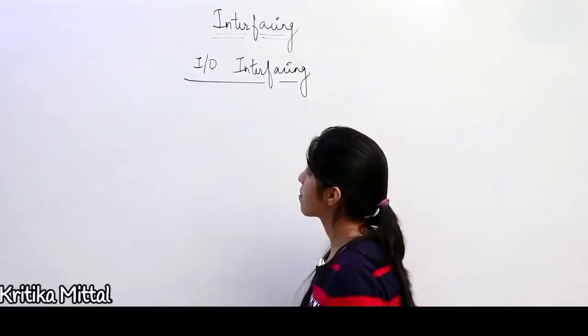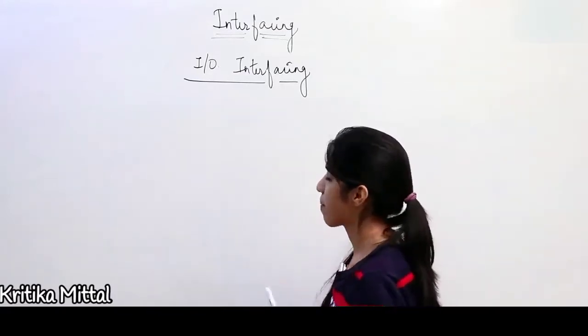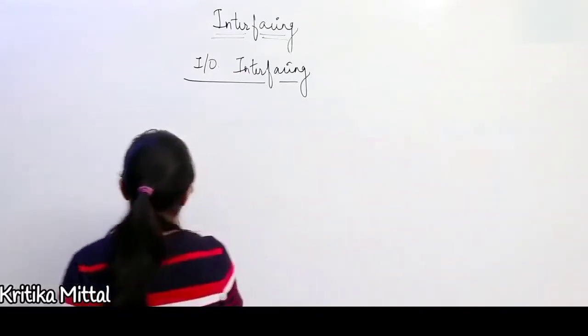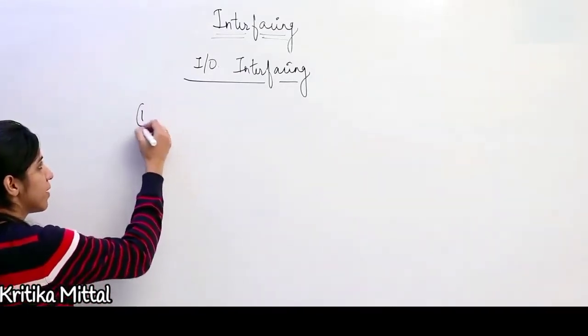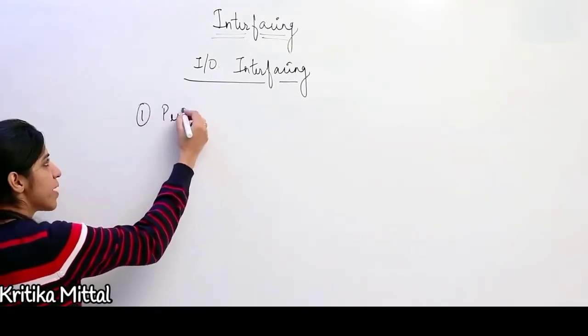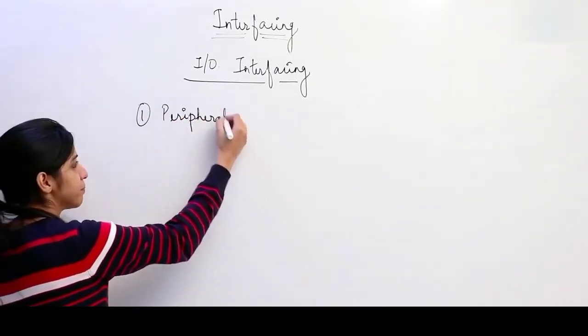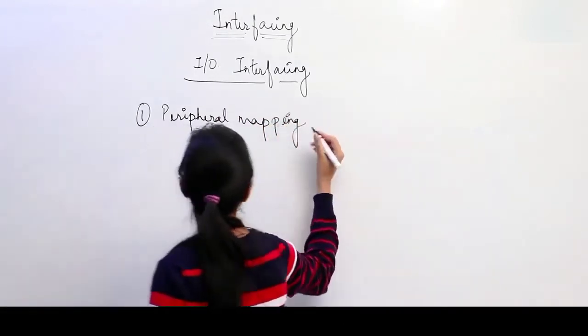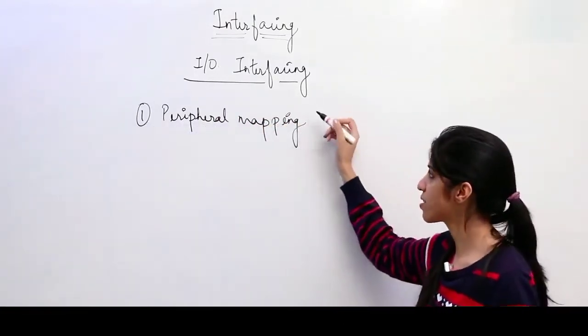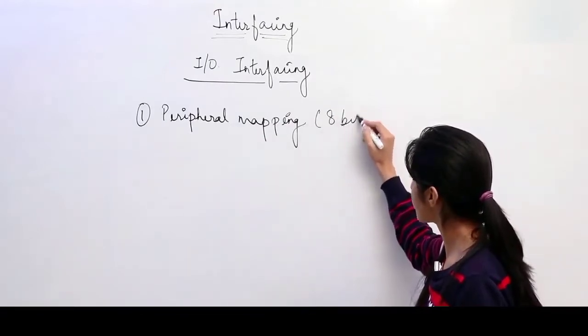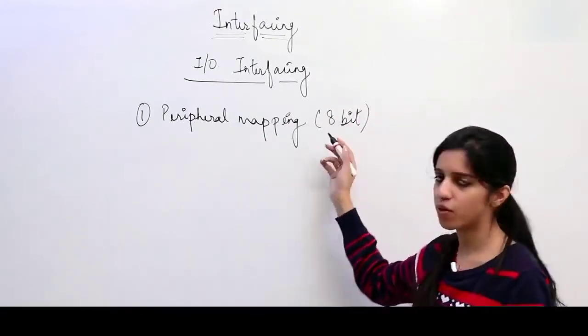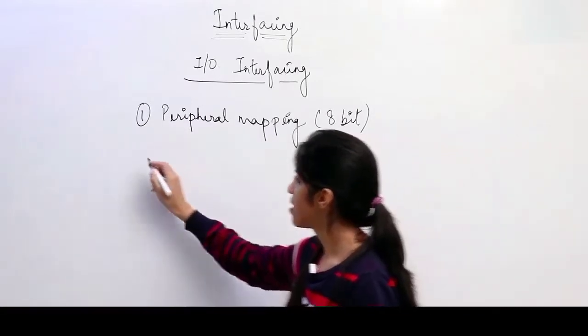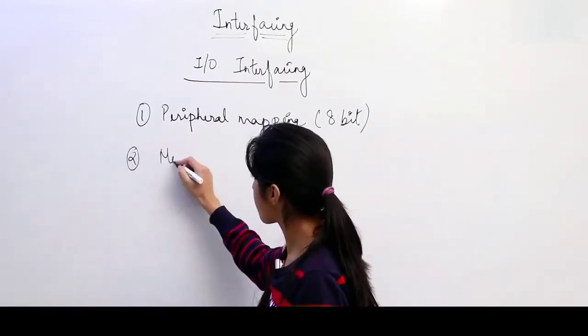Okay, so we already saw memory mapping. Now we are looking at IO mapping, input output mapping. There are two types of mapping here. One is peripheral mapping. Peripheral mapping is where we are going to put input output devices. They are going to have an 8-bit address, and we are going to interface or map them. Second is going to be memory mapping.